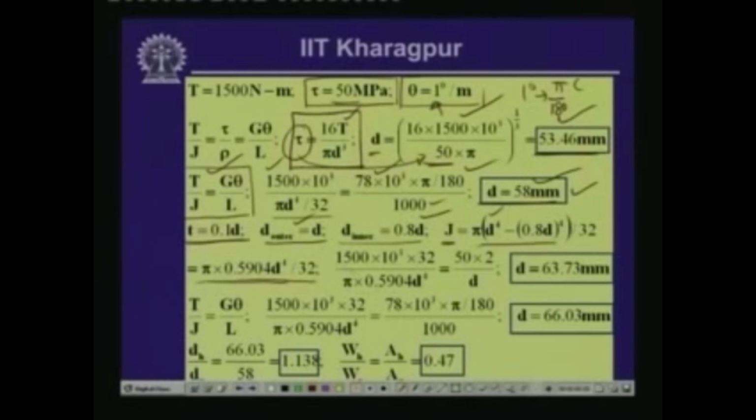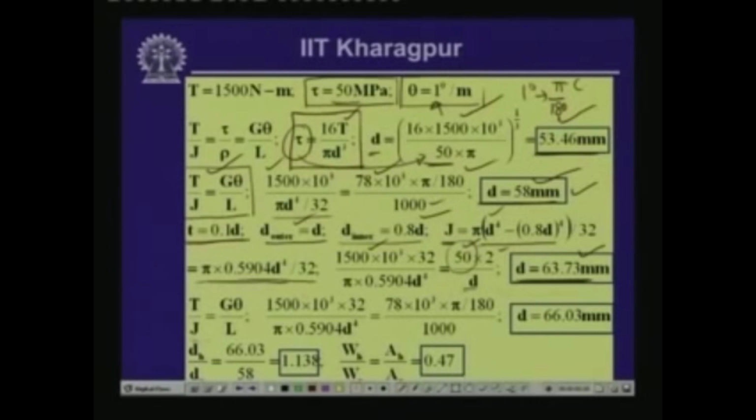So, if we substitute again T by J equals tau by rho, where T is 1500 into 10 to the power 3, J is as above, tau is 50 and rho is d by 2, the outer diameter by 2, this gives us a diameter of 63.73 millimeter. So, this is from the criteria of the satisfaction of the stress.